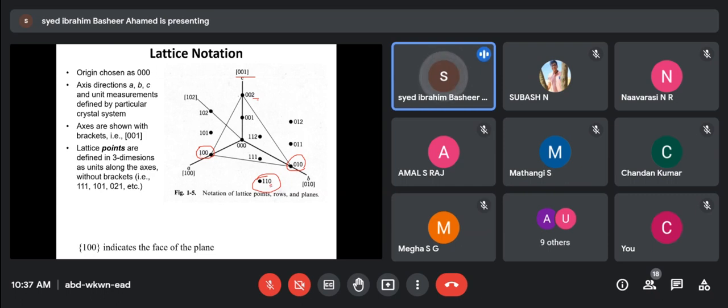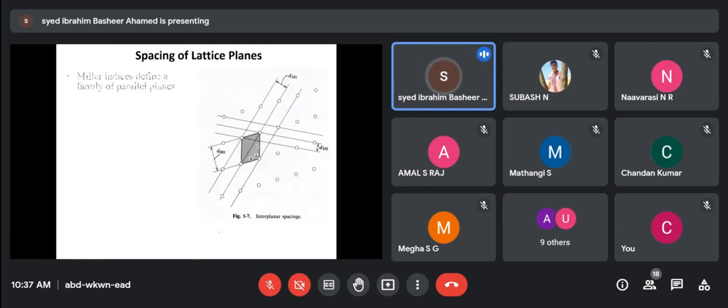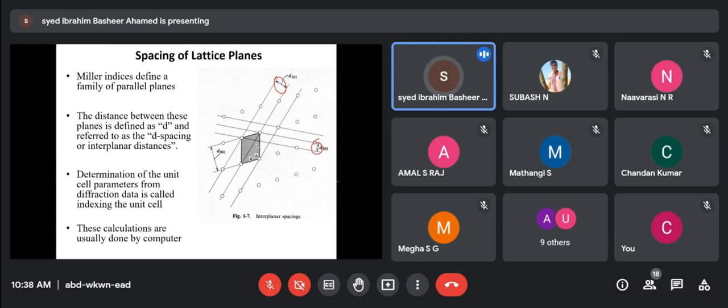Alright, so likewise you can denote any lattice points, and then lattice planes using Miller indices, which we can find based on the unit intercept we just saw. As I told you, assume you have different lattice planes. The distance between these planes is denoted as the d spacing or interplanar spacing.